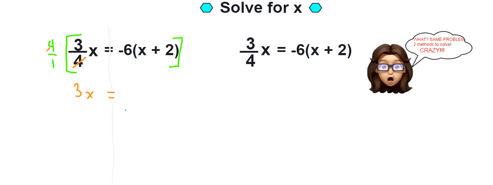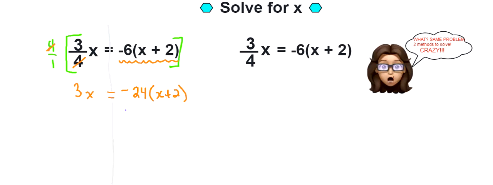equals. Now, I still got to take this 4 here and times it by -6. A positive times a negative is a negative. 4 times 6 is 24. And I still have that quantity x plus 2. Now, this is all one term. So when I multiply the 4 times the -6, it's really multiplying by the whole thing.